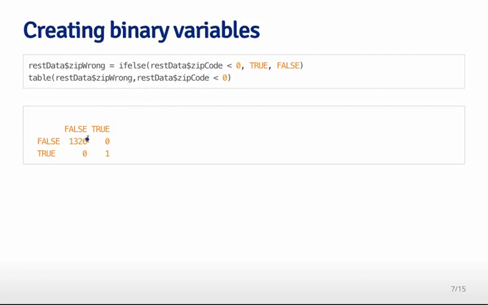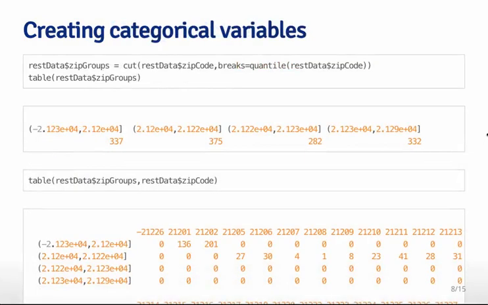And you can see that in all the cases where the zip code is greater than 0, I get false. And in the one case where the zip code is less than 0, I get true. And so that might be a value that I want to filter out of my data set. And this makes it an easy way to filter those values out.